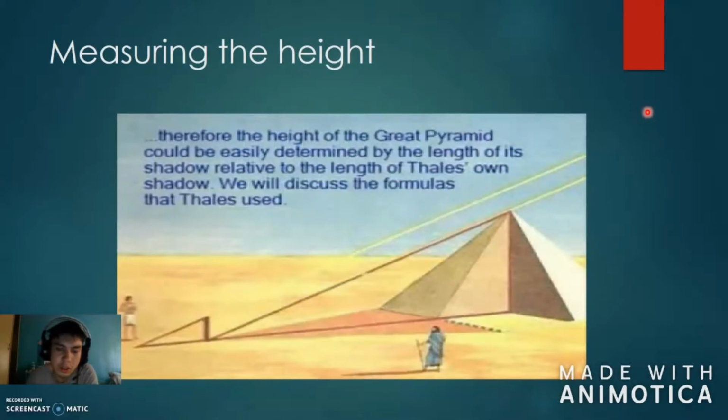So Thales used the shadow of the pyramid to calculate the height of the pyramid. If you can see, it forms a 90-degree angle over here, and it forms an angle, so it forms a triangle.